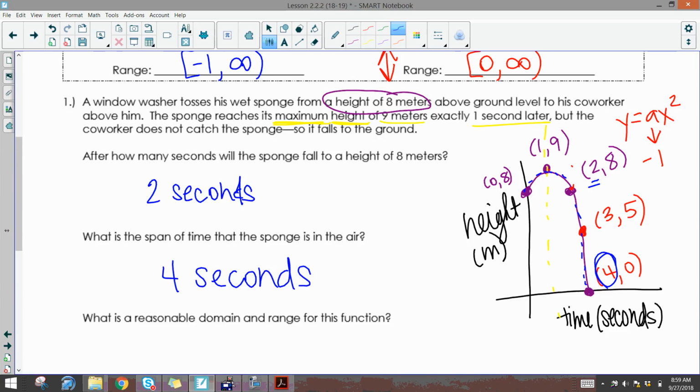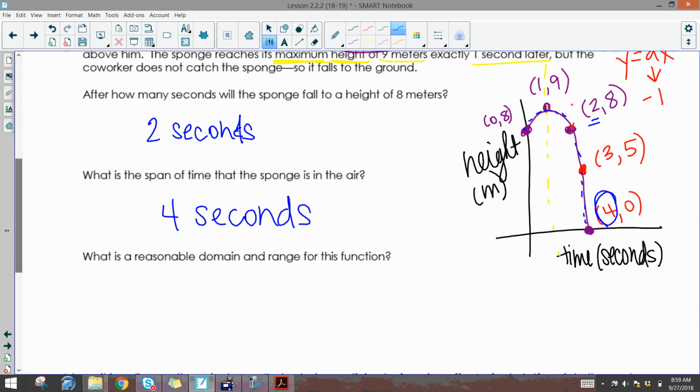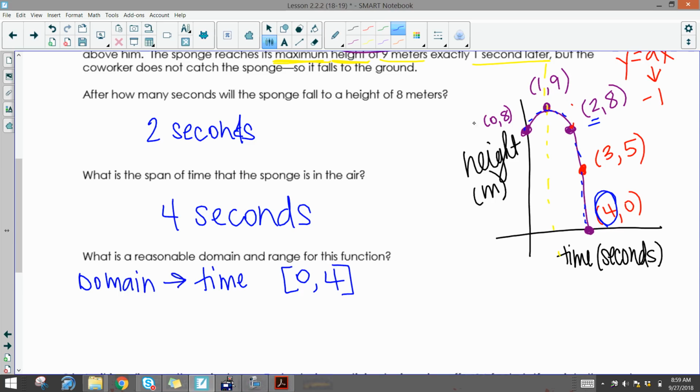Okay. All right, now this says, what is a reasonable domain and range for this function? Okay, so let's think domain. Domain is our x values, which is representing time. Okay, well, it starts at a time of 0, so that's where my domain is going to start, but then it hits the ground at 4 seconds. Once it hits the ground, I don't care about it anymore. So I'm going to end my domain at 4. So all I'm looking at is the 4 seconds that this was in the air.